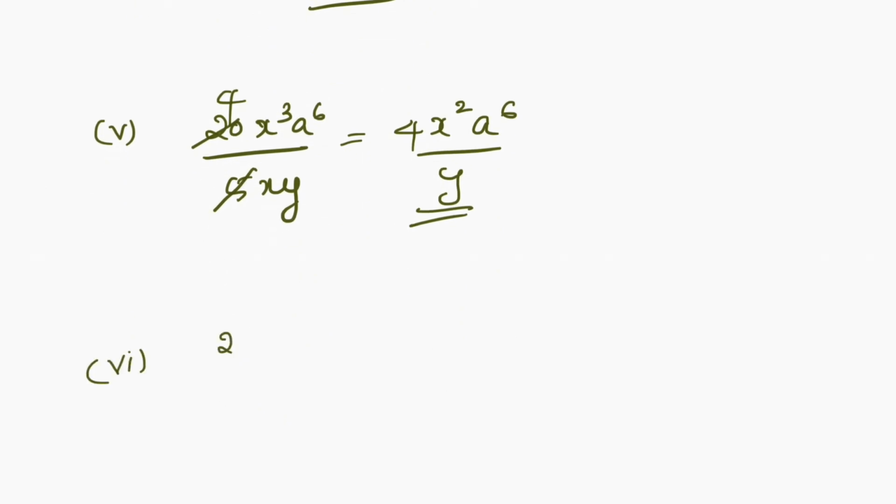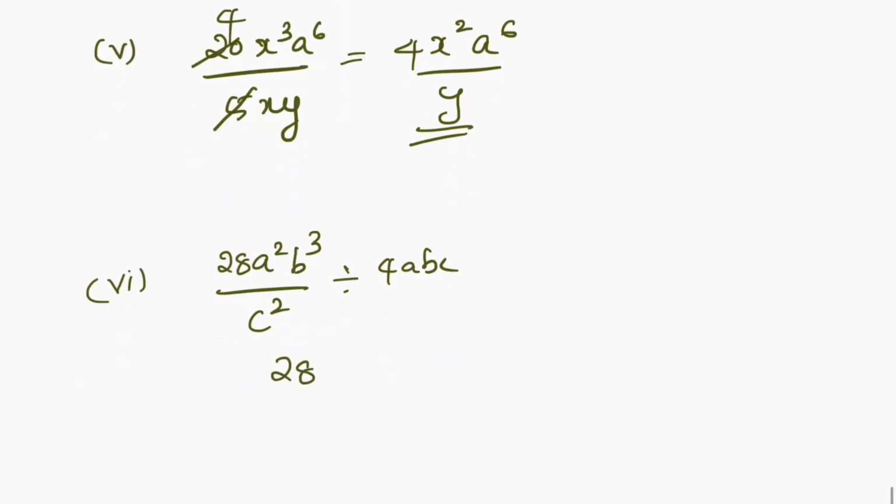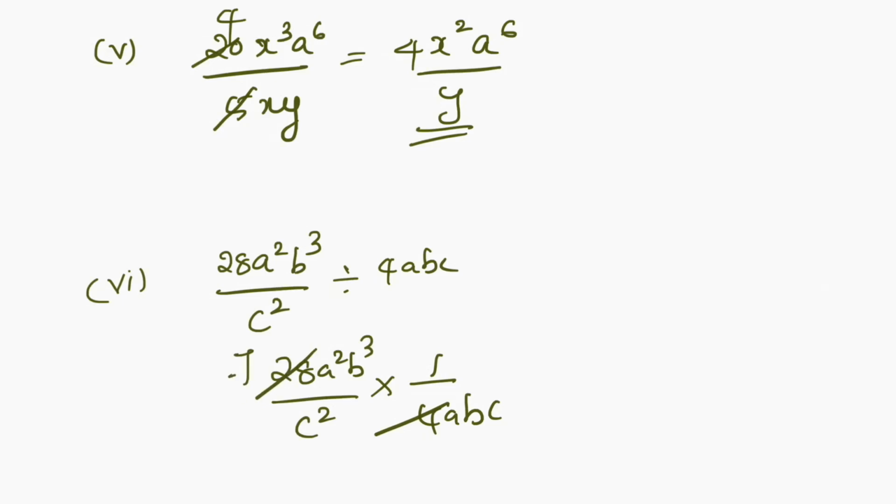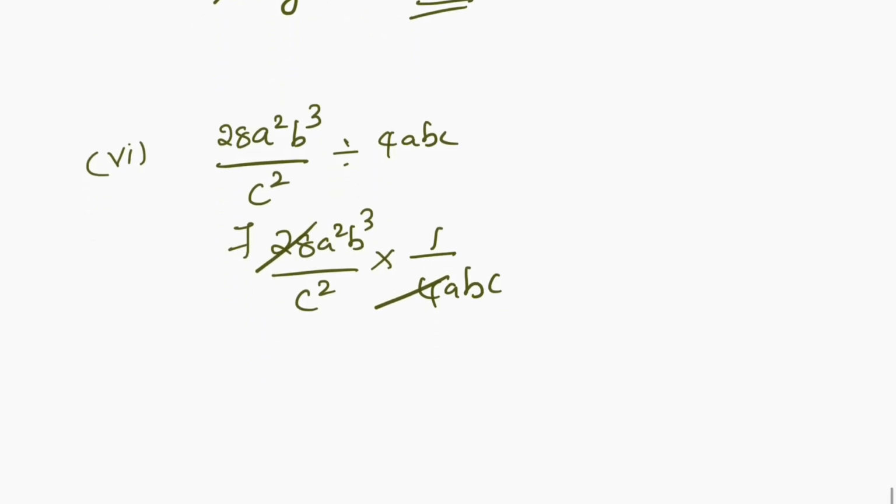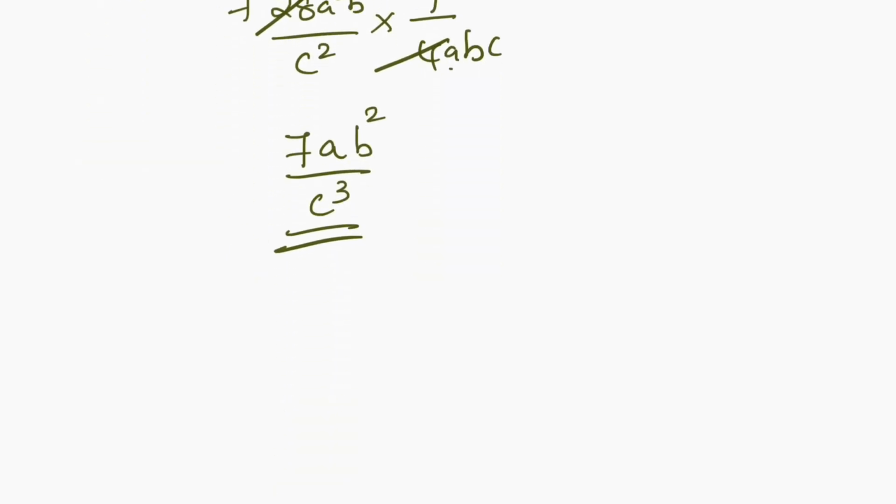Sixth one, 28 a square b cube by c square divided by 4abc can be written as 28 a square b cube by c square into 1 by 4abc. 7 4s are 28. So 7 a to the power of 2 minus 1, b to the power of 3 minus 1, and by c to the power of 3. This will be your answer. Okay. Coming to the next one.